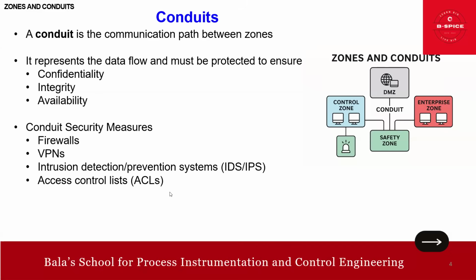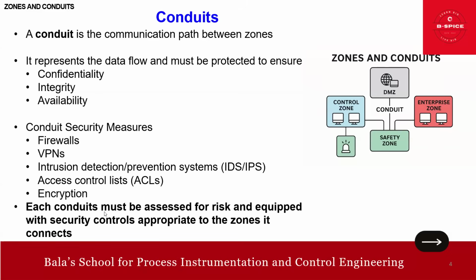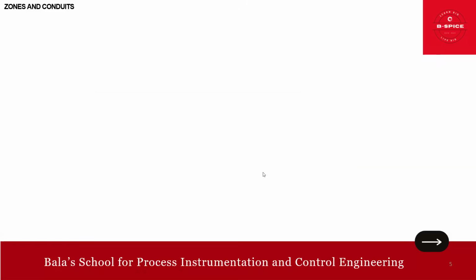So this all we have seen in our previous video on defense in depth. If you have not watched, you can watch and get benefited. Okay, then of course the encryption. So these are the conduit security measures. Each conduit must be assessed for risk and equipped with security controls appropriate to the zones it connects. So this is about the conduits. I hope now zones and conduits are clear, right?